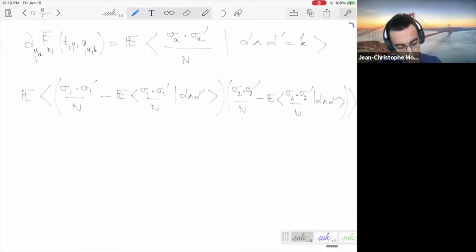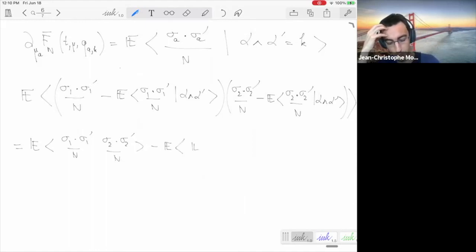Okay, and if I expand again, I will see the first term will be the product of the overlaps. And the second term will be the product of these conditional expectations. The first term is the t derivative.